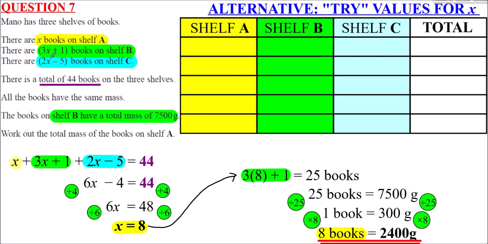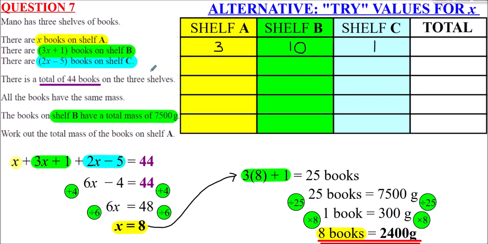If I look at shelf C, x has got to be at least 3, because if x was 2, that'd give 2 times 2 minus 5. You can't have a negative number of books. So what we could try is x being equal to 3. So if x was 3, just for example, on B, it's going to be 3 times x, so 3 times 3 plus 1, that would give 10 for B. And then on shelf C, 2 times 3 is 6, minus 5 gives 1.